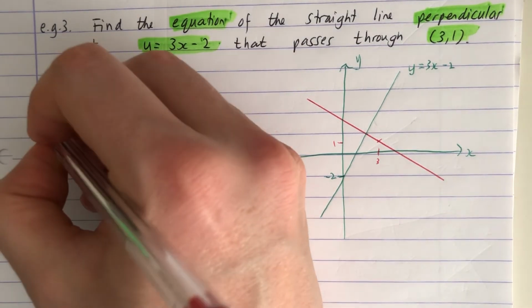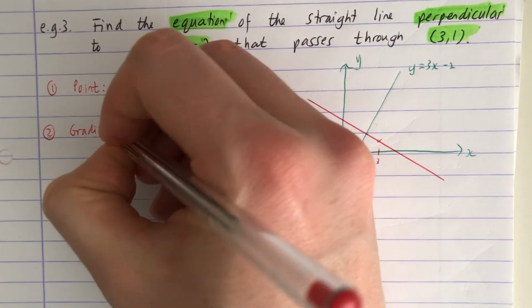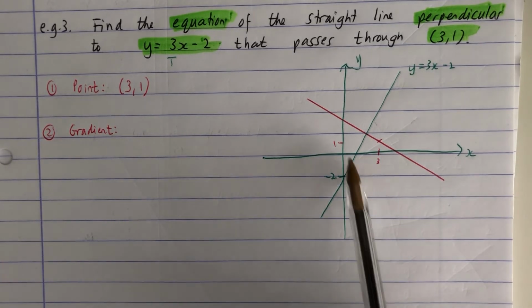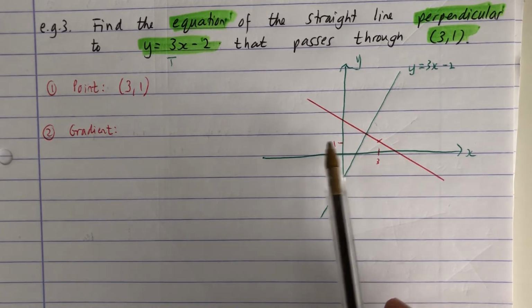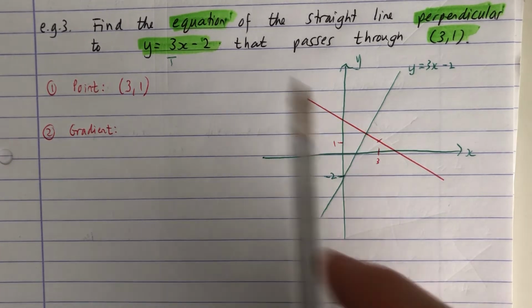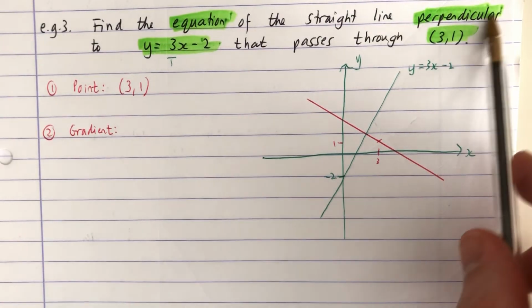Right, the second thing now is the gradient. Now normally when you see the word gradient you think, right, rise over run, easy. But again, I don't know enough information to work out rise over run. I only know 1 point on the entire line. In example number 2, I knew 2 points, so rise over run was easy. But the thing I do know is it's perpendicular to this.